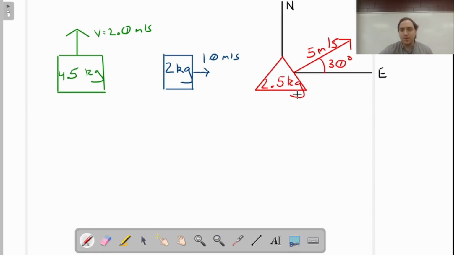Here we have objects. The first is this 4.5 kilogram box heading up. The second is this blue one heading to the right. The final is this red one heading up and to the right. And all you need to do is just use your new equation, P equals m times v. Now remember, these are vectors, so direction matters. Go ahead, give them a try on your own.